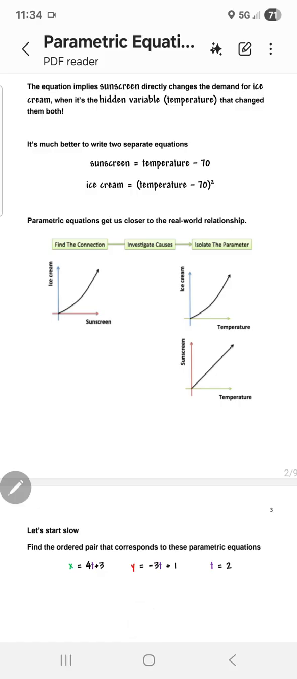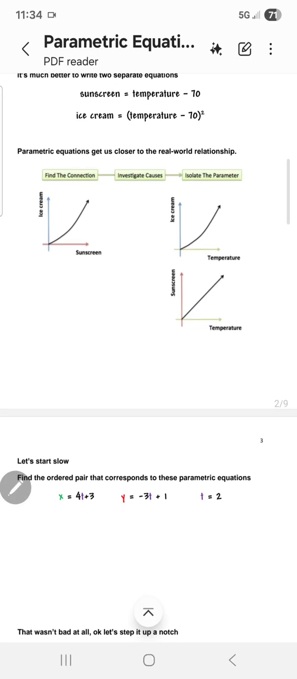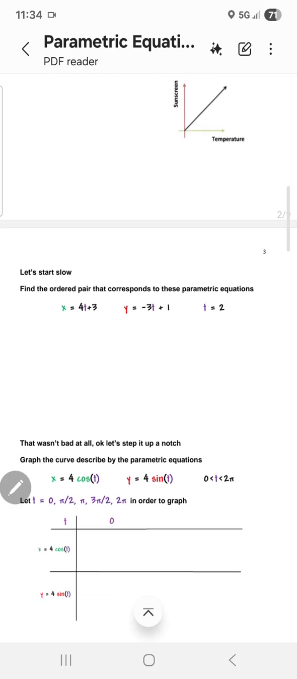So parametric equations help us get closer to what the real-world relationship is. For example, ice cream and sunscreen. As one goes up, the other goes up squared. Well, what is it really? It's temperature. You have to isolate that parameter, that temperature parameter, so that it's not ice cream compared to sunscreen. It's ice cream compared to temperature and sunscreen compared to temperature, and these are both changing based on this other variable.